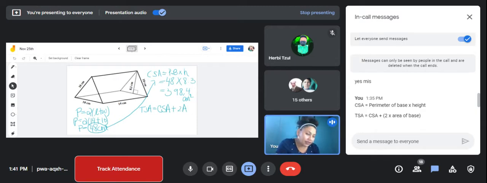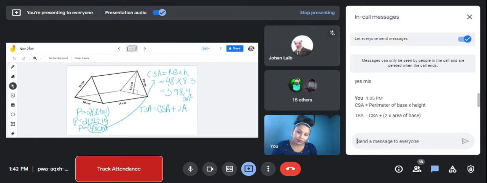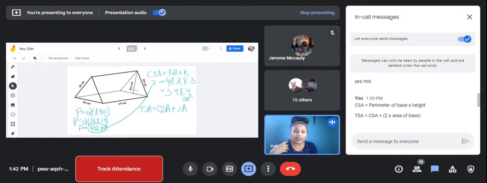What shape is the base? What did we say the base was? Rectangle. And what is the formula for area of a rectangle? Length times width, miss. Very good. And we said that the length is 14 and the width is 10. So what is 14 times 10? 140, miss. Very good. So the area is 140.